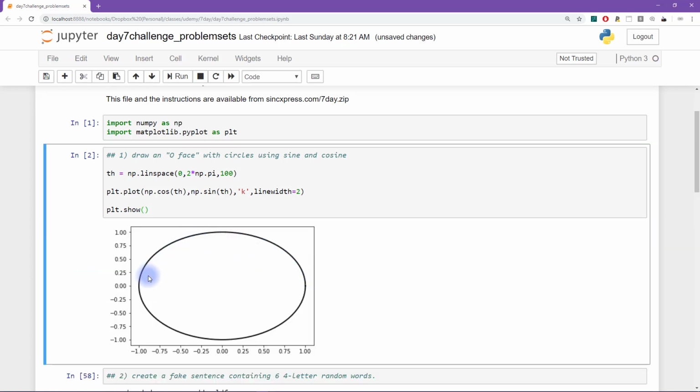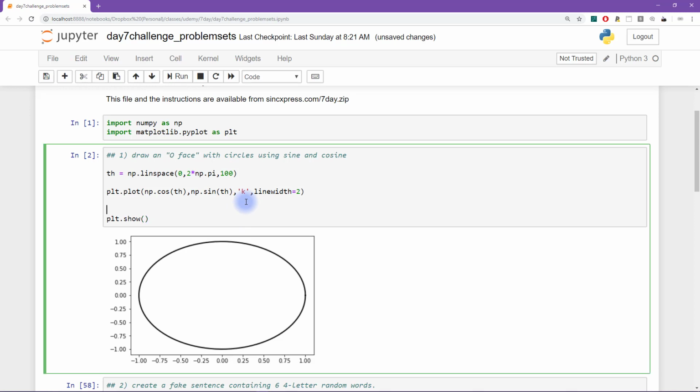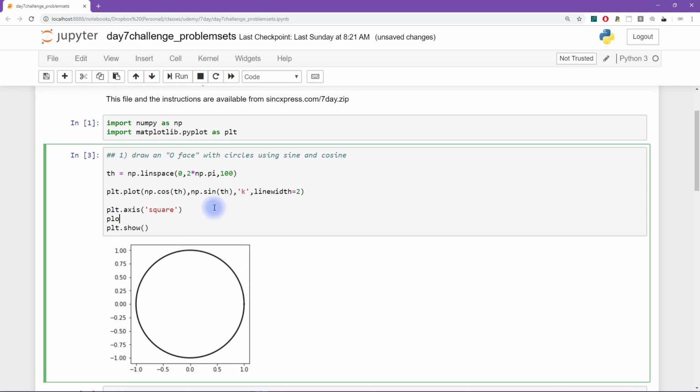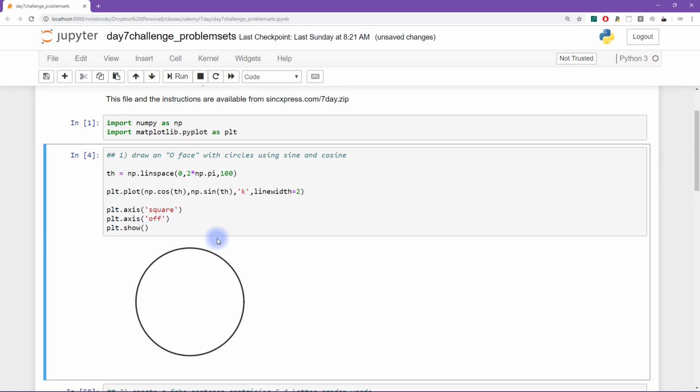So we kind of have a circle. It looks more like an oval than a circle, but that's because the axes are not equally lengthed. The x-axis is actually longer than the y-axis is tall. To fix this, I'm going to write plt.axis square. Now we get a circle. And then I'm also going to turn off the axis, plt.axis off, like this.